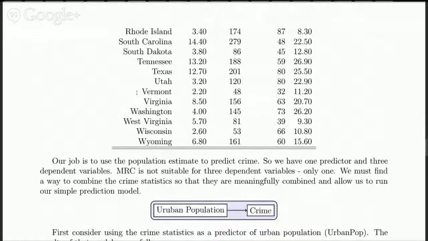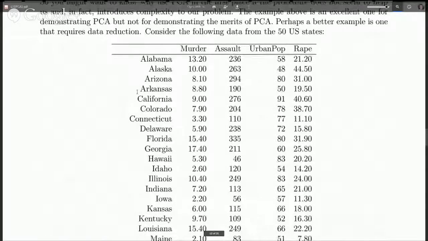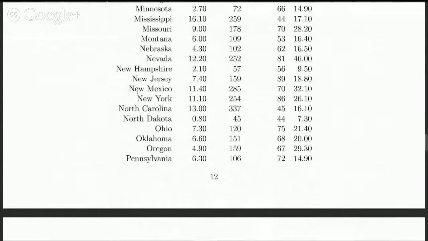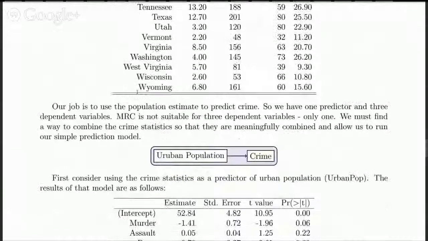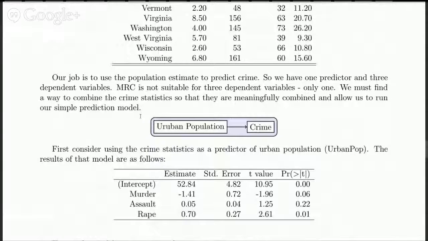So we've got 3 crimes. We've got 50 states, plus, I believe, maybe the District of Columbia? Oh, maybe not. So we've got 50 observations, 3 crimes, and urban population. We could look at the problem as urban population causes crime. But many of you will quickly realize that multiple regression and correlation, or MRC, is not really suitable for 3 dependent variables. We could run 3 bivariate models, but that's not exactly telling us what we want to know.